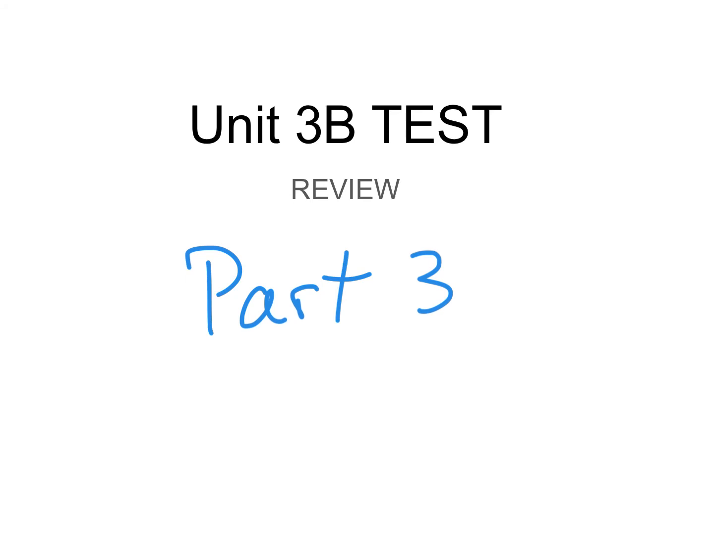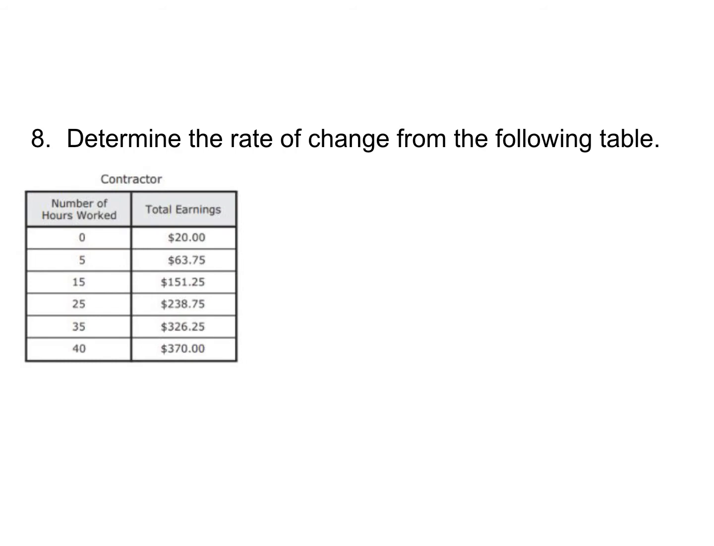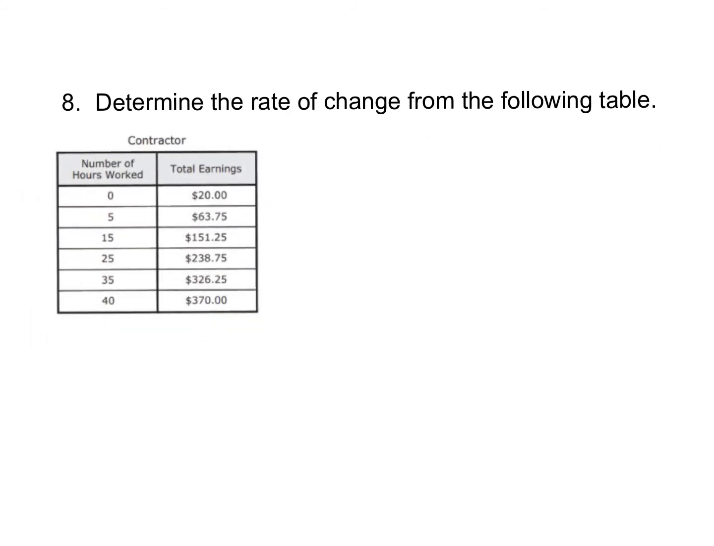This is part 3 of the review for the Unit 3B test. Let's look at this first one, number 8. It says to determine the rate of change from the following table. So we have this table here.